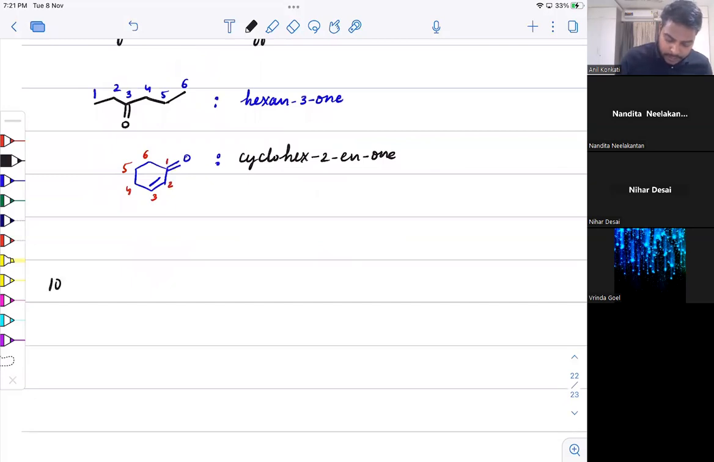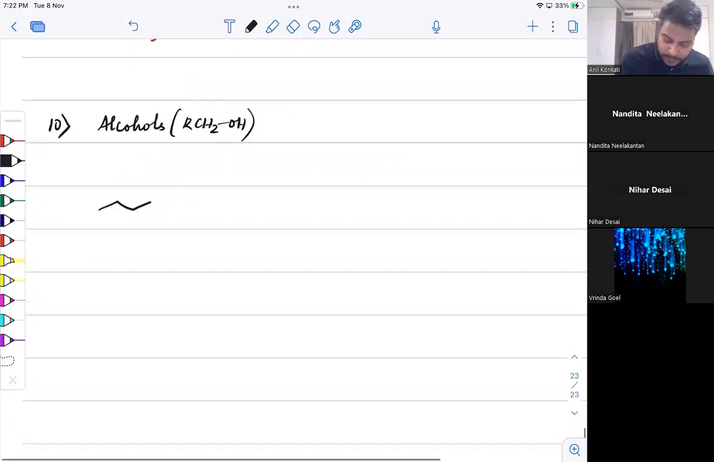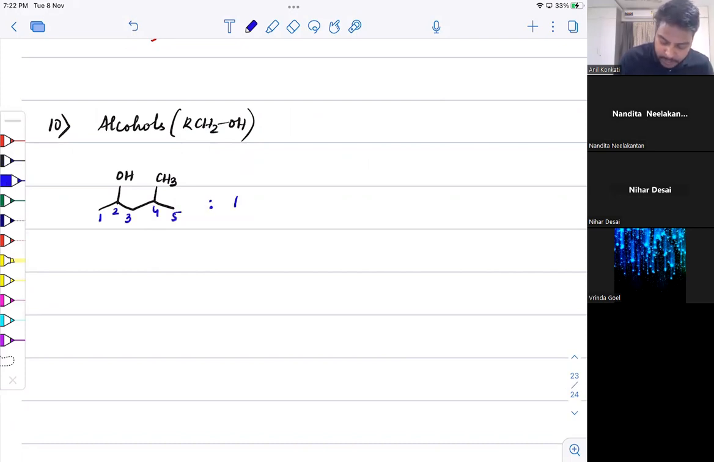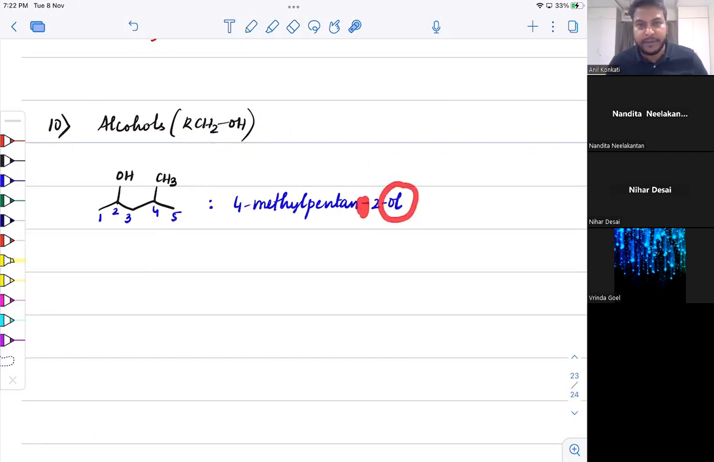10th one is alcohols. Alcohols are represented as RCH2 OH group. Some OH group should be attached. So if you have something like OH here and let's say CH3 here, numbering must start from the lower OH groups 1, 2, 3, 4, 5. So we have this here as 4-methyl pent and you have to write pent and 2-ol. There should not be E here because the suffix is ending with O.